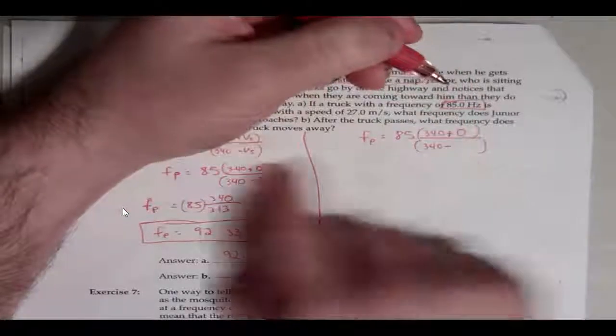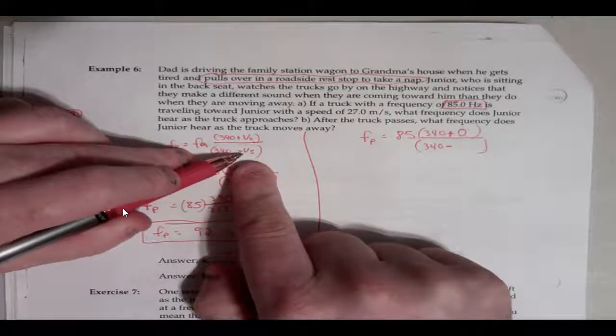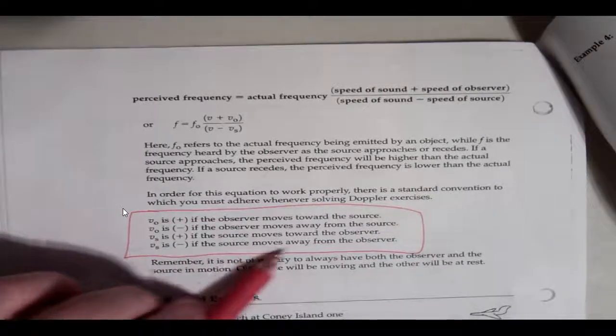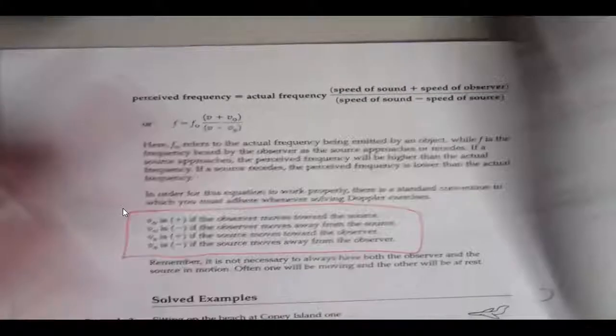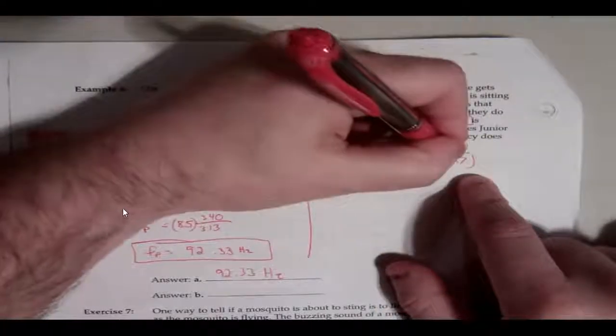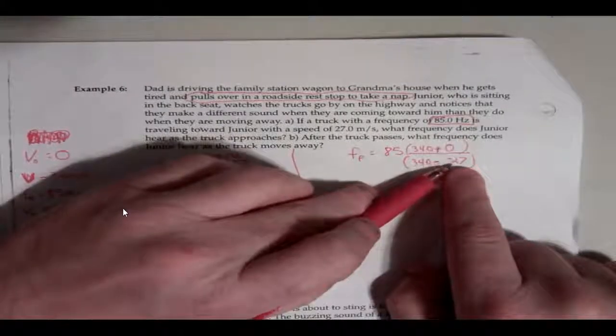Now, we know the bottom is minus the velocity of the source. Now the source is moving away. So in that case, let's look back at this other page here. Velocity of the source is negative if the source moves away from the observer. So if it's moving away, you're still doing minus, because you always keep the original formula, but this number is now a negative 27, right?